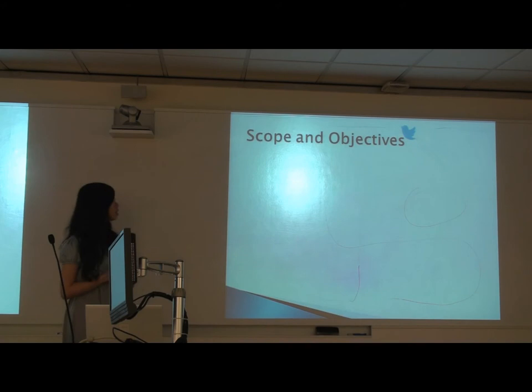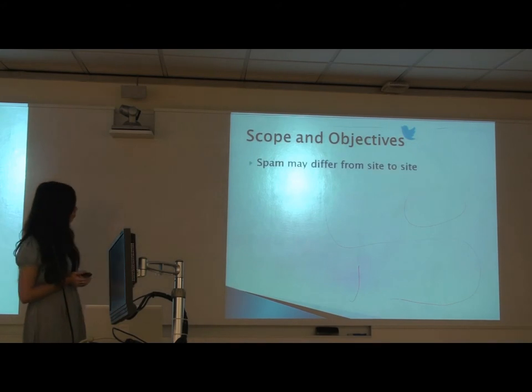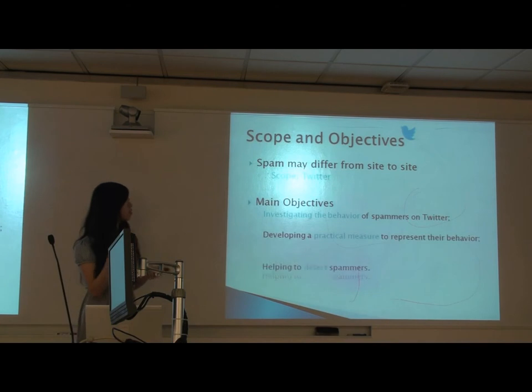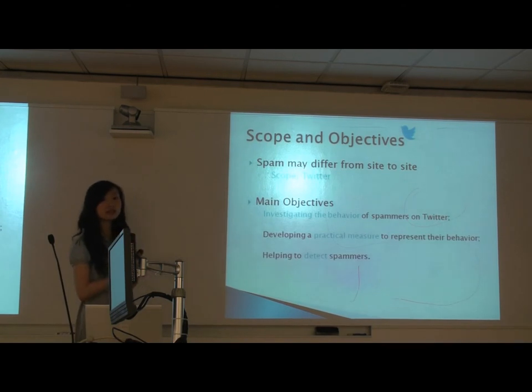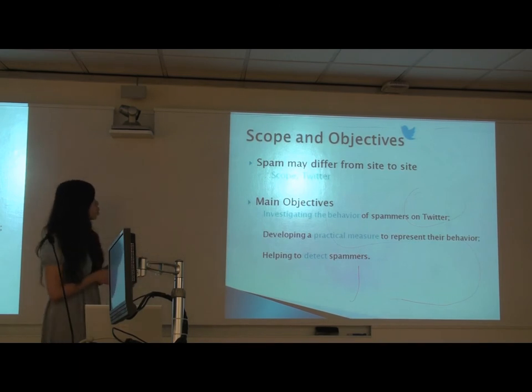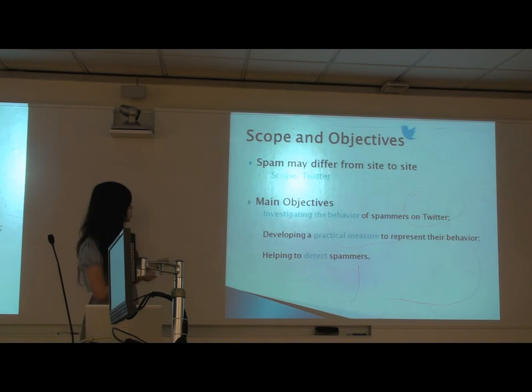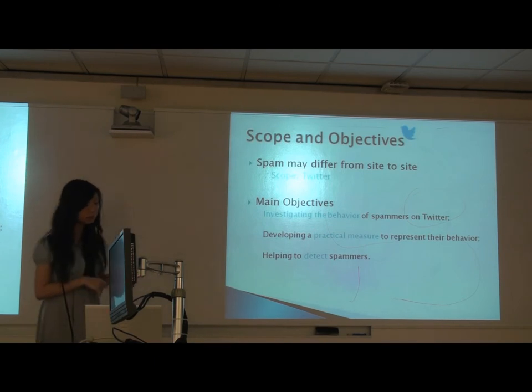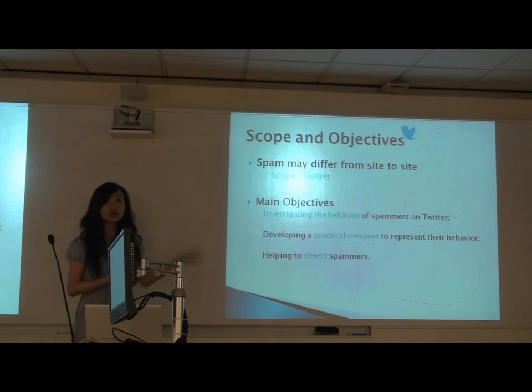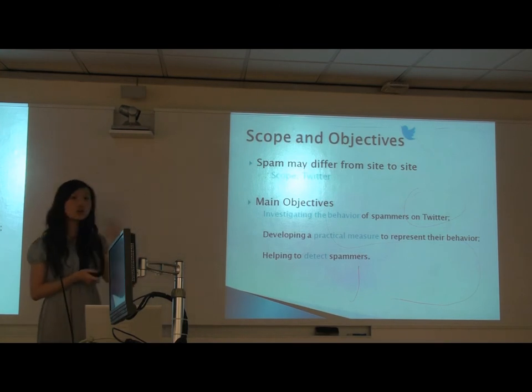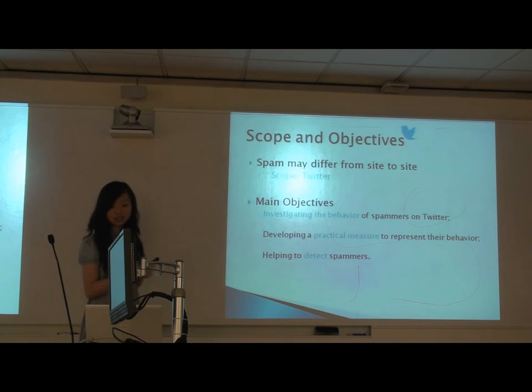So now for the scope and objectives for this project. As spam may differ from site to site based on the constructions and the type of relations of the social networking sites, the scope of this project will be restricted to Twitter. And these are some main objectives, including investigating the behavior of spammers on Twitter, developing a practical measure to represent their behavior, and to help to detect spammers. And of course, through this project, we can raise the awareness of spamming detection in social network sites as well.